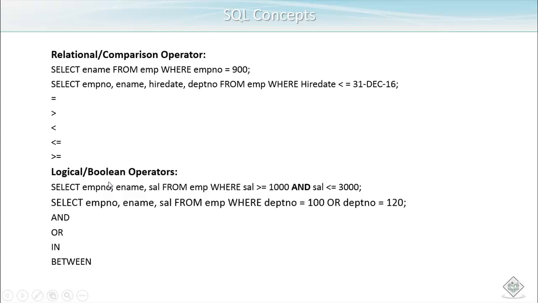Then we have the logical or the Boolean operators. The logical and Boolean operators are AND, OR, IN, BETWEEN. Let's say I want to get only those employees from my employee table whose salary is between 1000 and 3000. In that case we can use the logical operators. Here we have placed the condition: select the employee number, name and salary from the employee table where the salary is greater than equal to 1000 and less than equal to 3000. Similarly, we can use the OR operator, the IN operator, and the BETWEEN operator.